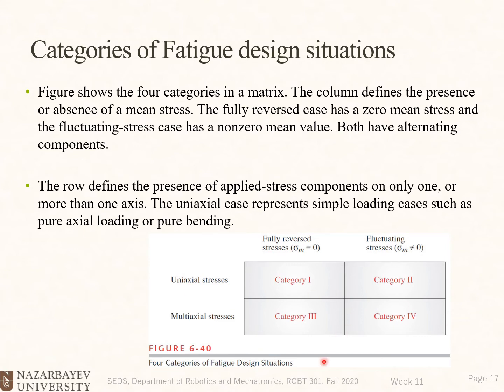Okay, so here in this table you could see the figure showing the 4 categories in a matrix. The column defines the presence or absence of mean stress. So when we don't have a mean stress, let's say we have a fully reversed stress, we have these categories, and once we have a fluctuating stress, or the mean stress is not zero, we have these categories.